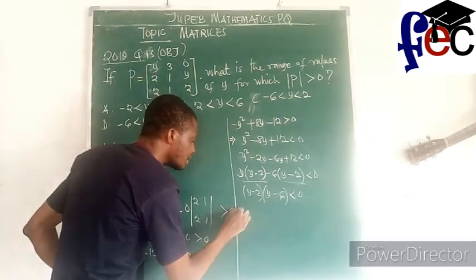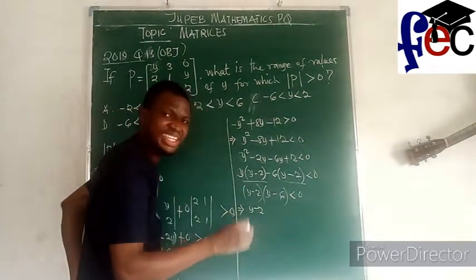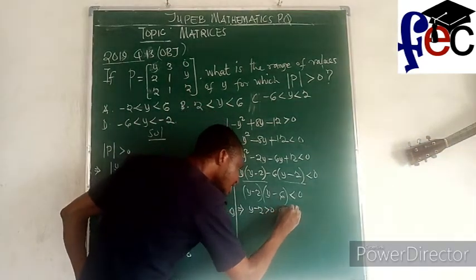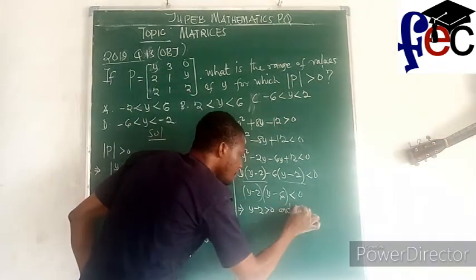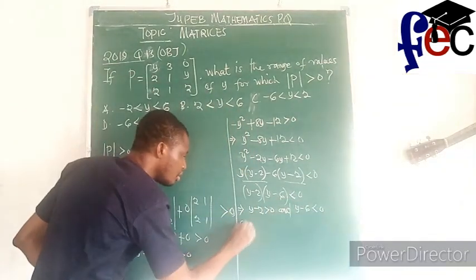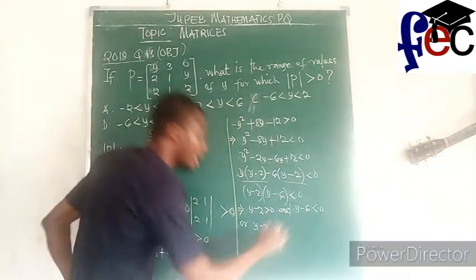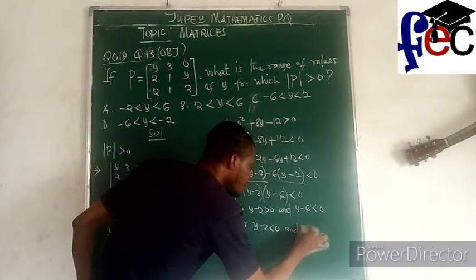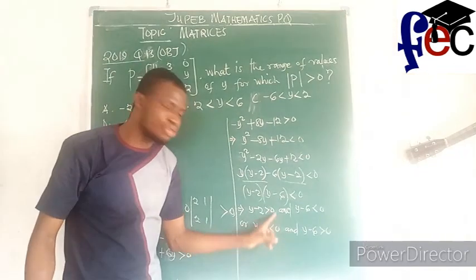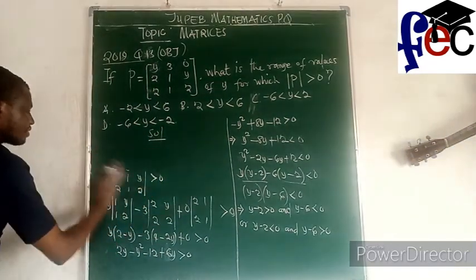So look at it. This implies that either y minus 2 is the one that is positive, which means greater than 0, and the other one, y minus 6, is less than 0, negative. Or it is y minus 2 that is less than 0, negative, and y minus 6 is the one that is greater than 0. Either of these two, we don't know which one.